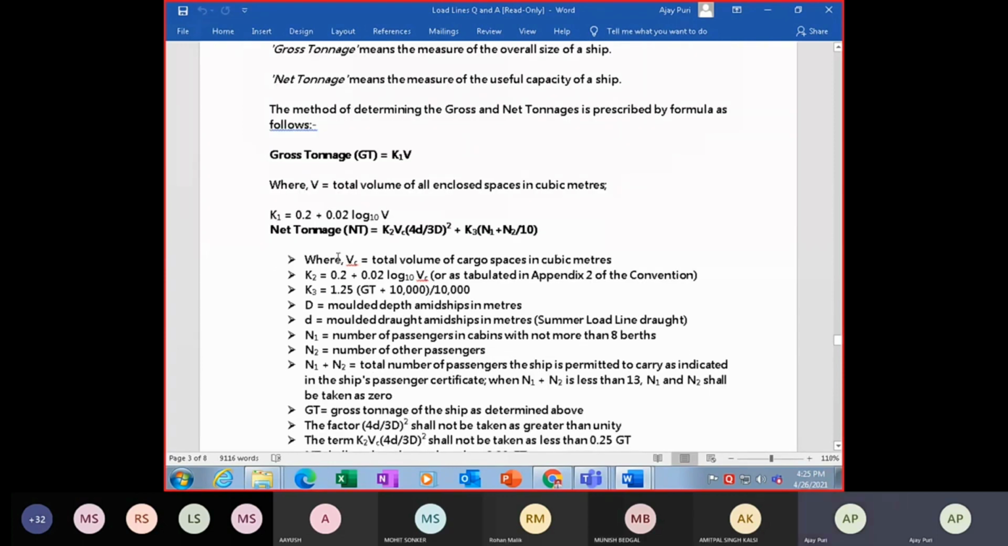So VC is the total volume of cargo spaces in cubic meters. K2 is 0.2 plus 0.02 log base 10 into VC, not V now. That was K1, this is K2. So you have a table, appendix 2 in the load line convention, or as per your stability booklet, you will have K2. K3 here is equal to 1.25 into gross tonnage plus 10,000 divided by 10,000. So that is K3. You have to write all this.